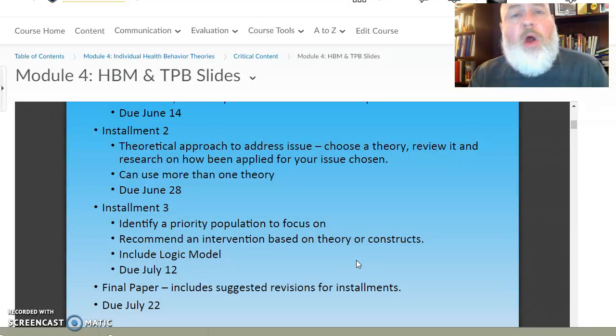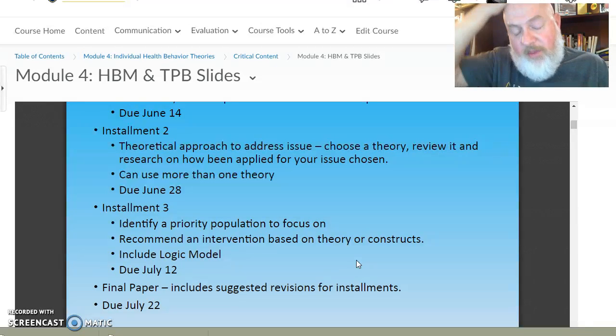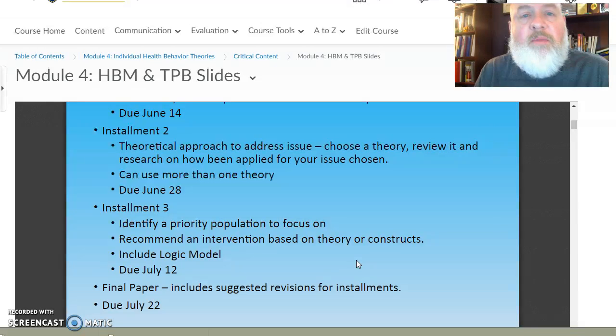Because if it's too broad, it's not really manageable, and really, we could all say that we want to tackle obesity across the United States. Well, that's a pretty big order. But if you bring it down to, say, maybe people within a particular town or a particular region, I think it's more manageable.